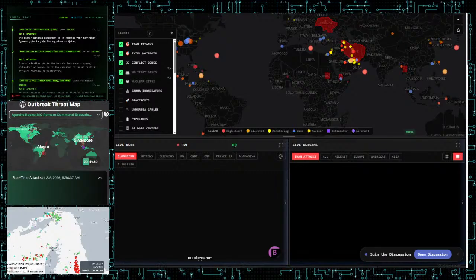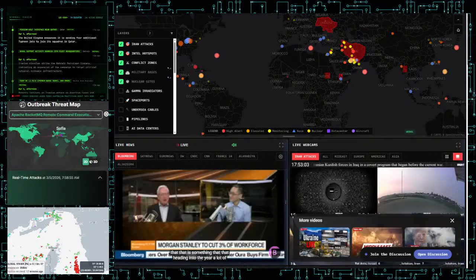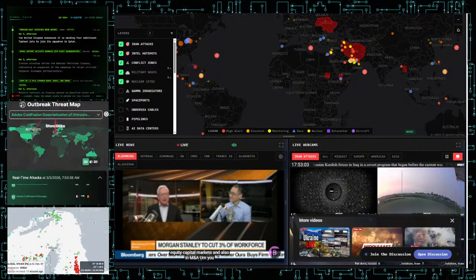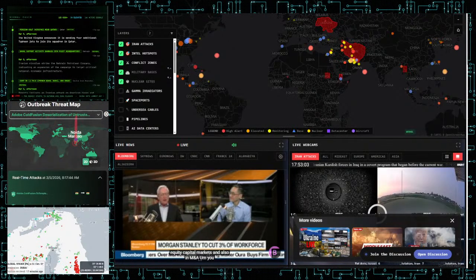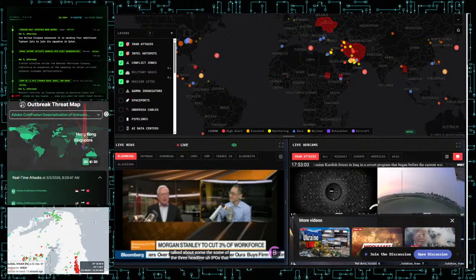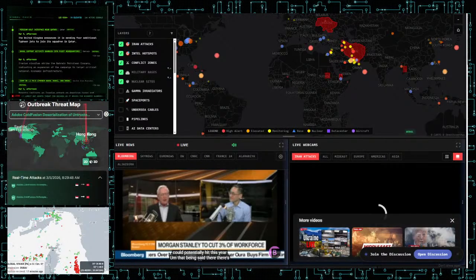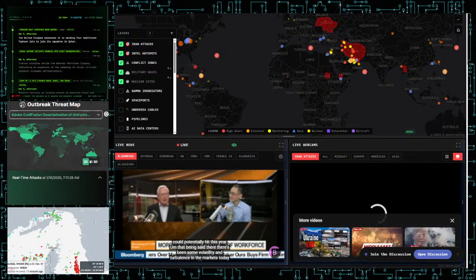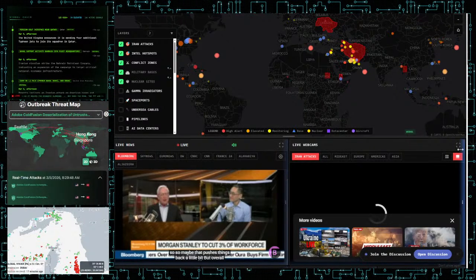Heading into the year, a lot of the investment banks were really enthusiastic about a pickup in capital markets issuance and activity, specifically with IPOs and equity capital markets, and also in M&A. You talked about some of the three headline IPOs that could potentially hit this year. That being said, there's been some volatility and turbulence in the markets today, so maybe that pushes things back a little bit. But overall, there is some general enthusiasm. JP Morgan mentioned capital markets would be up 14%, about mid-teens for the first quarter, so there's hopes that could continue going forward.